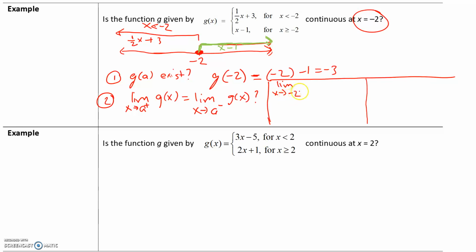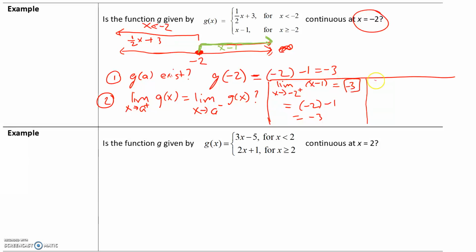We are approaching -2 from the right in the first case. We want x approaches -2 from the right. So if I'm coming from positive infinity, which function am I using? Coming from the right, I'm using this function x minus 1. This is where the number line helps. So if I plug this in, I'm going to get -2 minus 1, which is -3. So the limit as x approaches -2 from the right is equal to -3.